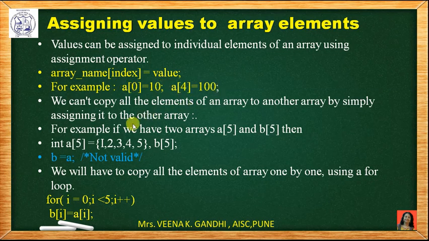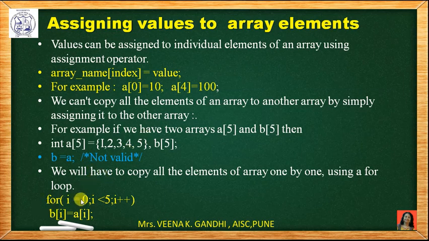Now we can't copy all the elements of an array into another array by simply assigning it to the other array. For example, we have two arrays, a[5] and b[5]. Suppose a contains 1, 2, 3, 4, 5, and we want to assign these values to the b array. So we cannot write like this, b equal to a. It will give an error. If we want to copy the a elements into b, we have to write a for loop for that. So we can copy element by element.